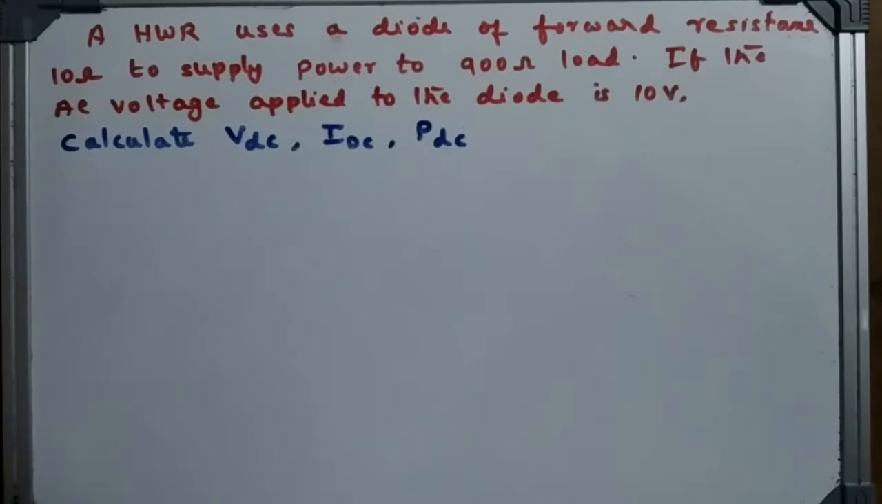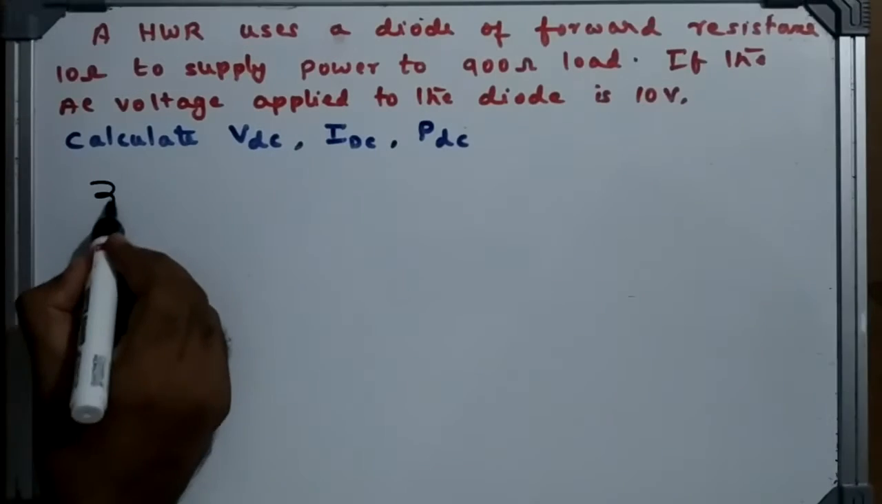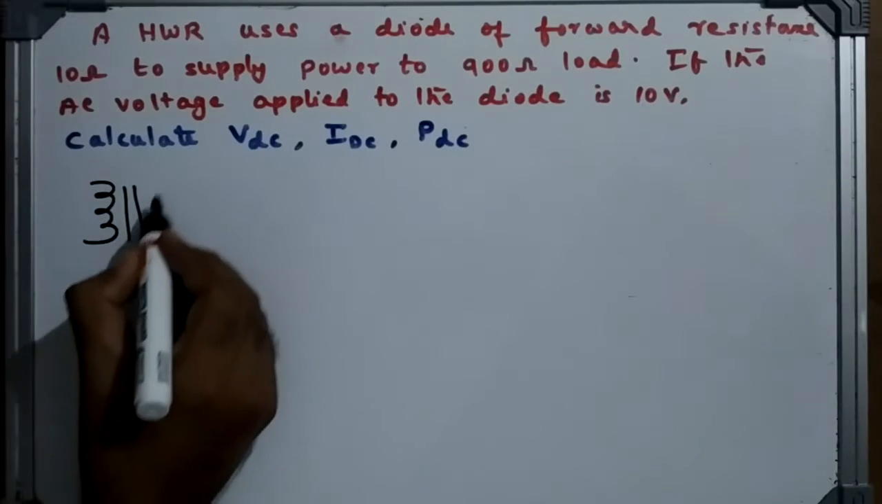A half-wave rectifier uses a diode of forward resistance 10 ohm to supply power to 900 ohm load. If the AC voltage applied to the diode is 10 volt, calculate the DC output voltage, DC output current and DC power. This is a half-wave rectifier.